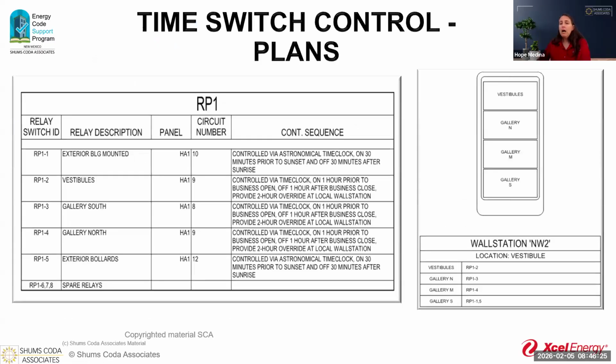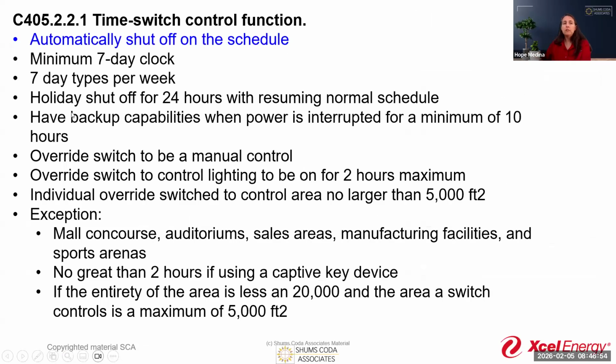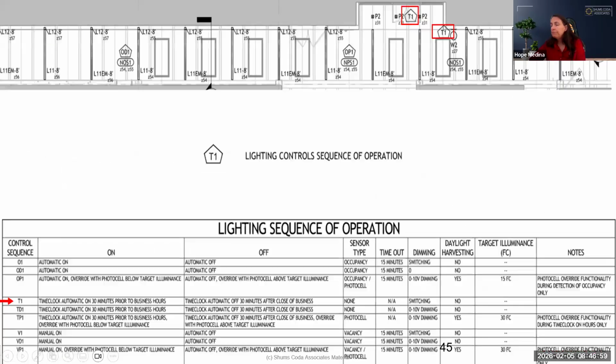So here's an example. If we look at wall station NW2, this was for the vestibule. It says controlled via time clock. The programming is going to be 1 hour prior to business, shut off 1 hour after business is closed, and then have an override at the local wall station for 2 hours. So this sequence of operation and the wall station information does demonstrate that it meets the criteria shown here.